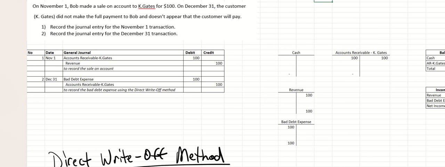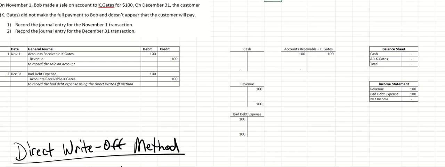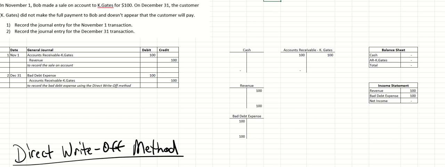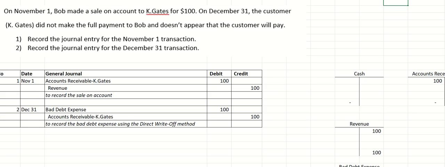So here's an example. Let me zoom. Hopefully you all see this. It's kind of cutting off here, but hopefully you can see this. Here's a scenario where we're going to use the direct write-off method. On November 1st, Bob made a sale on account to K Gates for $100. On December 31st, so you notice the two different periods here. This is November 1st, and this is December 31st.